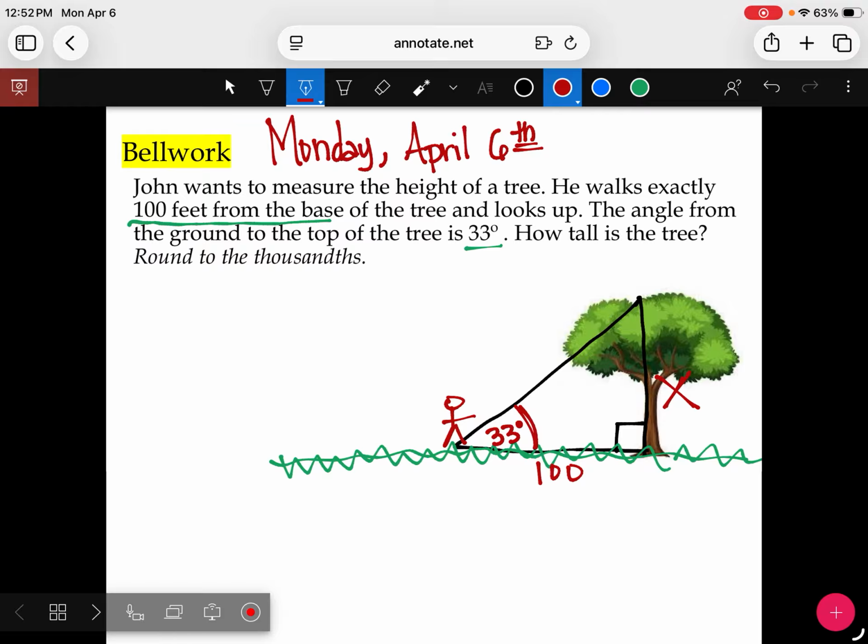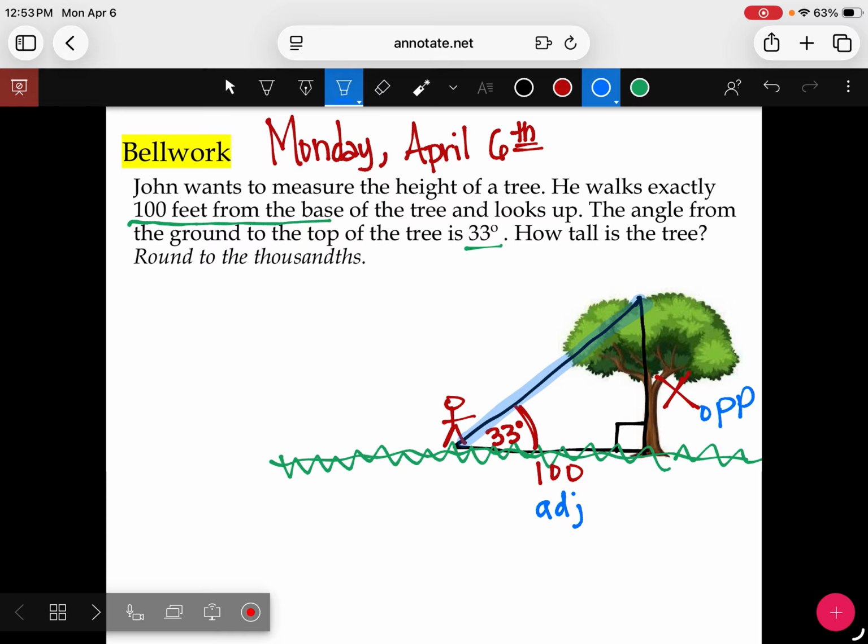All right, who used sine? Raise your hand if you used sine. Who used cosine? Who used tangent? I agree with tangent. Let's go ahead and label it. So x is opposite. So if this is 33, x is opposite. 100 is adjacent. And this diagonal would be my hypotenuse.